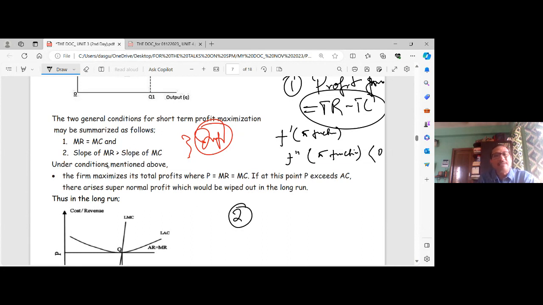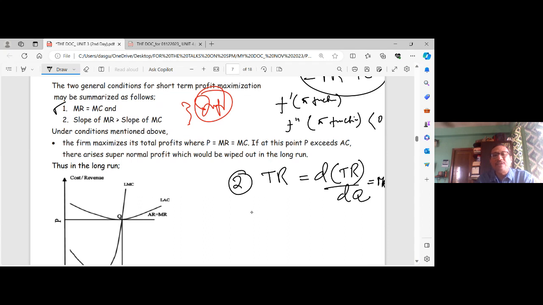The other is simply this: you take the TR curve, you calculate dTR/dQ, and that is the marginal revenue. Similarly, you have the marginal cost curve, and then you take the second step: you calculate the slope of the MR curve. That means you take the second order derivative of the total revenue function, and you show that the slope is greater than the slope of the MC.